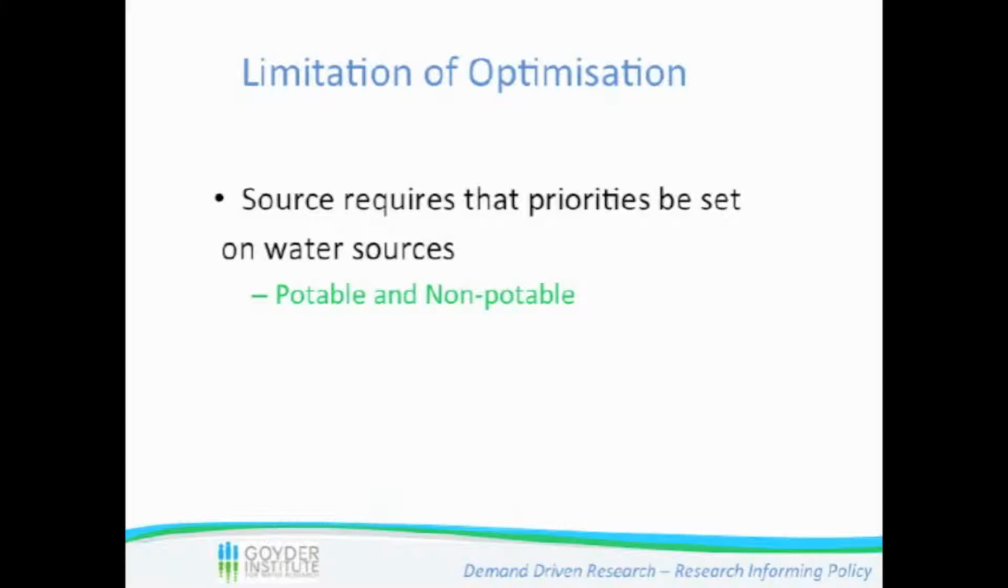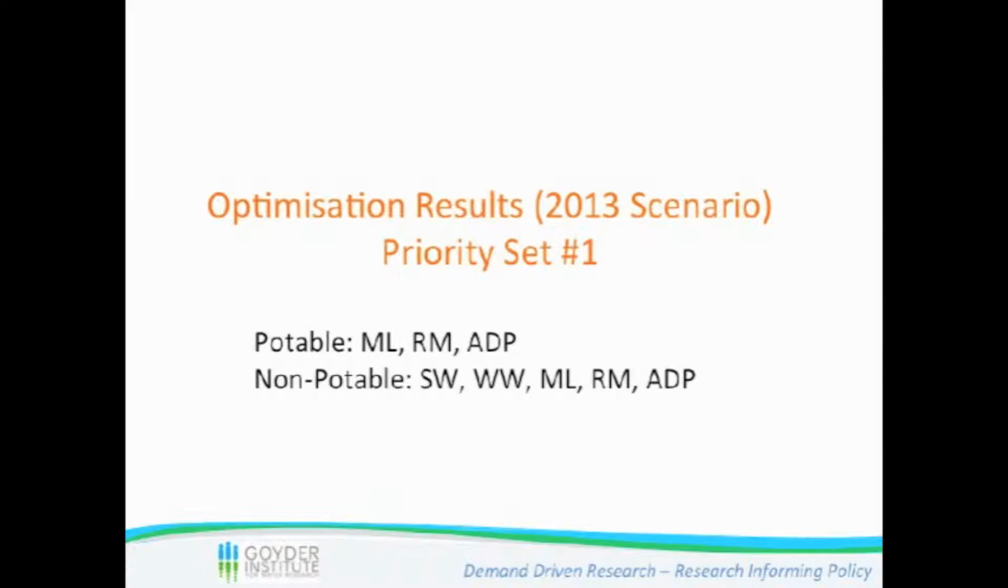Now, one thing with SOURCE that we thought was a limitation, but I think turned out to be a positive, and that is we were trying to work out which mix of sources of water we should use, but SOURCE actually requires you to put some priority on the different sources. And that's a priority for the potable and the non-potable. So we've actually looked at 3 different priority sets, and that enabled us to make use of the information we got from stakeholders to set those priorities.